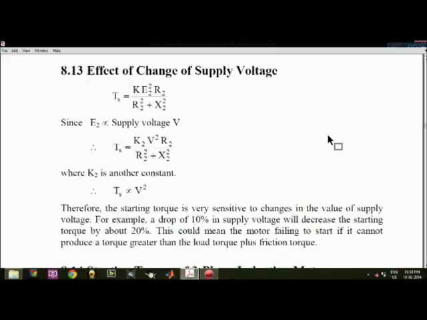So today we will continue with the previous topic, that is the induction motor. Last class we studied the starting torque, and how to get the maximum starting torque. Now we'll see the effect of change of supply voltage.